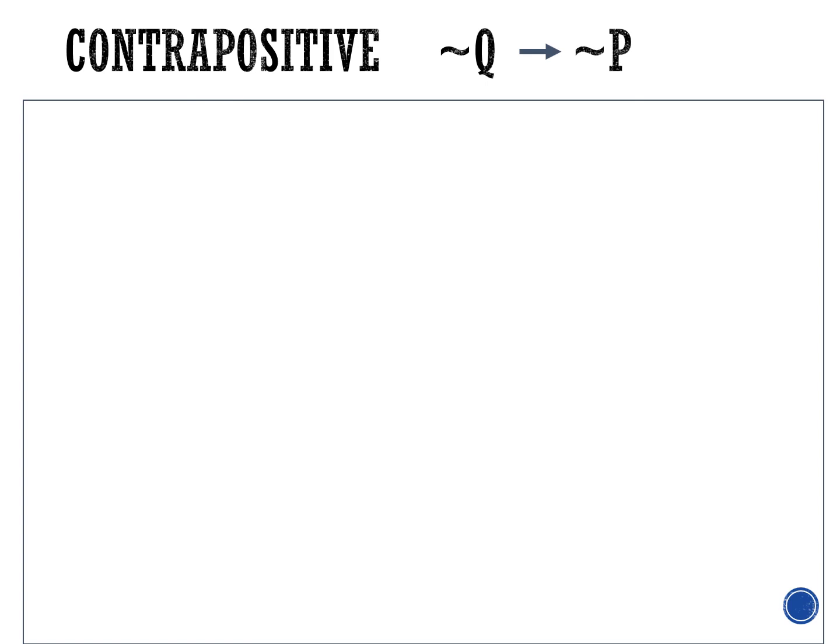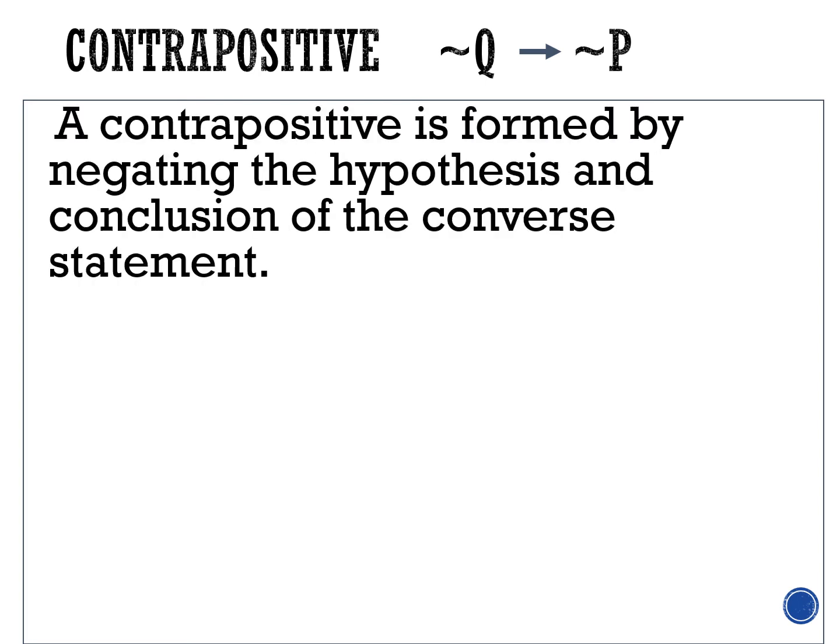Let's define what is contrapositive, or if not Q, then not P. Always remember that a contrapositive is formed by negating the hypothesis and conclusion of the converse statement. So, ibig sabihin po, yung converse statement po ang inenegate natin, hindi po yung conditional statement. Ngayon po, para makuha din po ang contrapositive, ito din po yung isuswitch ninyo ang hypothesis at conclusion ng inverse statement. Pwede po ninyong gawin din yon.